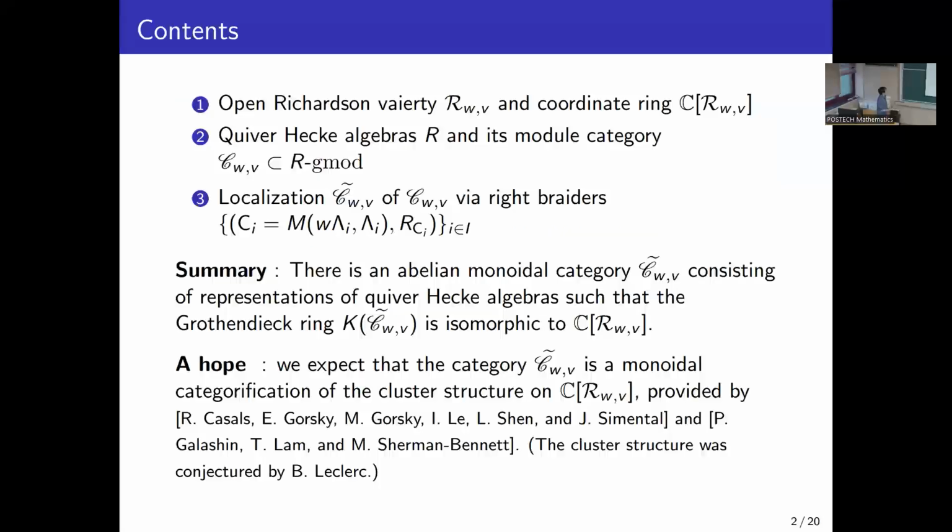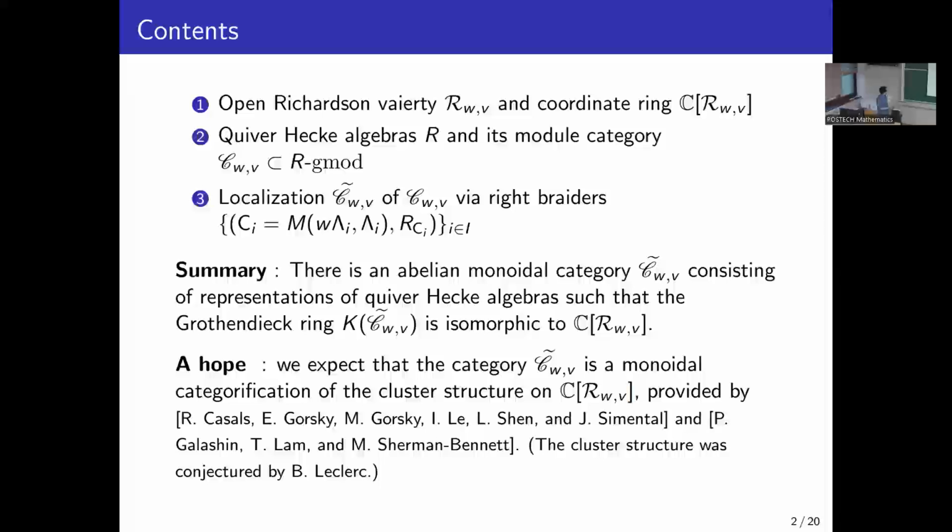Yeah. So let me give you a brief plan for my talk. First, I'll give you the definition of the open Richardson variety. I denote it by R_{w,v}, and its coordinate ring. Here w and v are elements in the Weyl group. So the open Richardson variety is a variety parameterized by a pair of Weyl group elements, and we are interested in the coordinate ring of this variety.